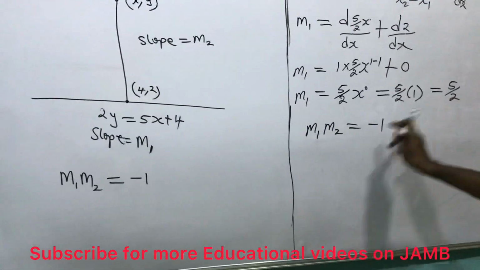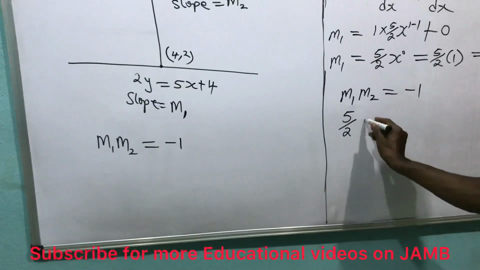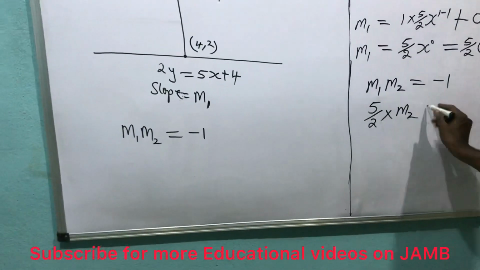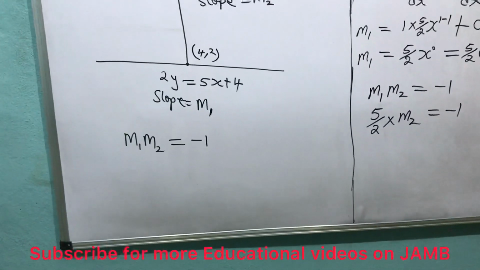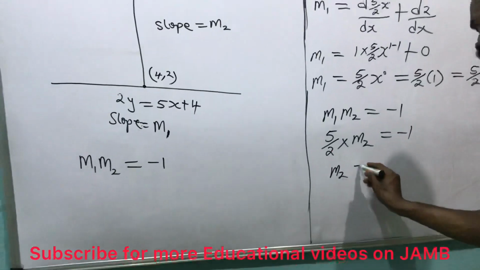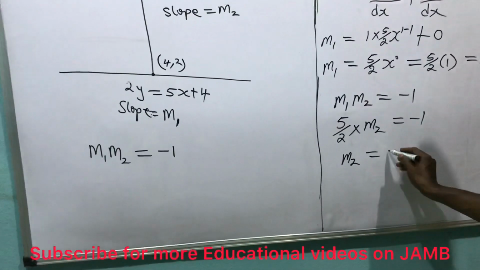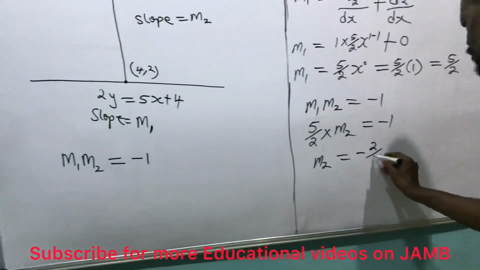Therefore, I carry this over from m1: 5 over 2, times m2, is equal to minus 1. Making m2 the subject of the formula, I can now say that m2 is equal to minus 2 over 3.